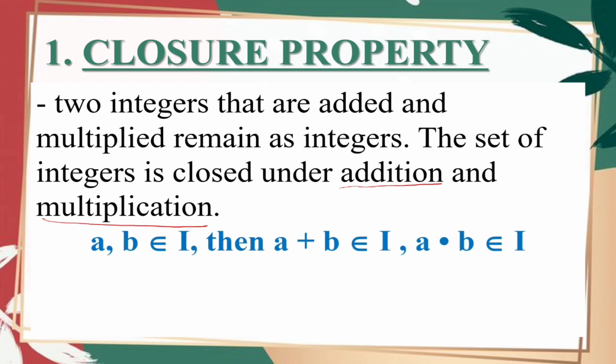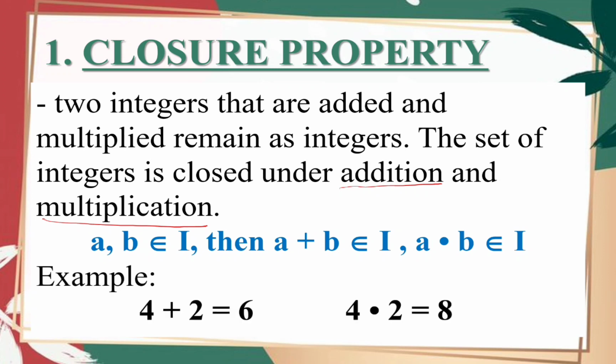If A and B are the elements of I, or A and B are integers, then meaning to say A plus B is also an integer, or A times B is an integer. Example, 4 plus 2 is equal to 6, or 4 times 2 is equal to 8. So that is closure property.